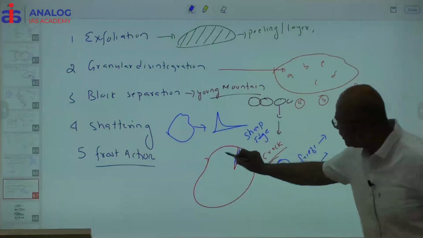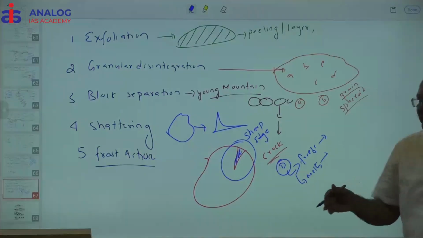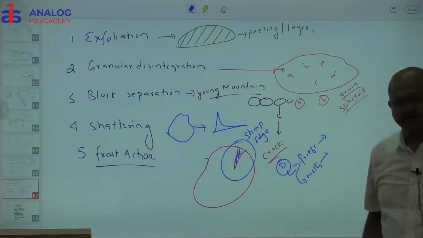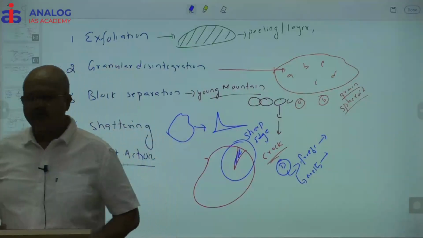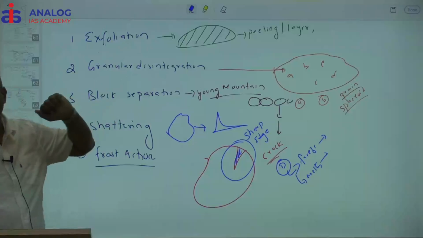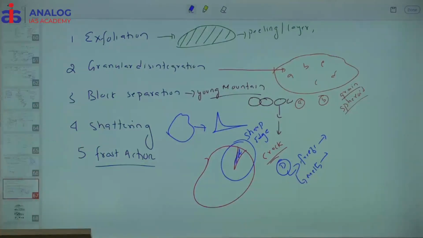So this will create pressure on the rock, and by that the entire rock breaks. We refer to that as frost action. So these are the different ways in which rock breaks: exfoliation, granular disintegration, block separation, shattering, and frost action. Is it clear?